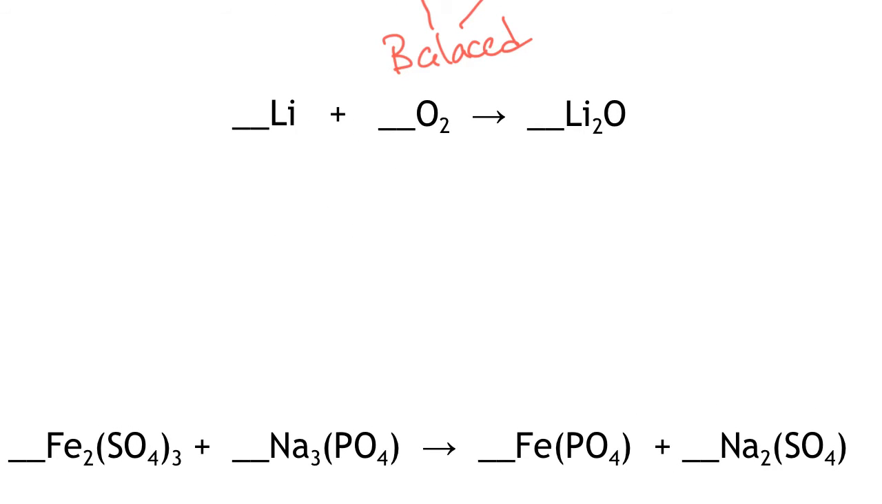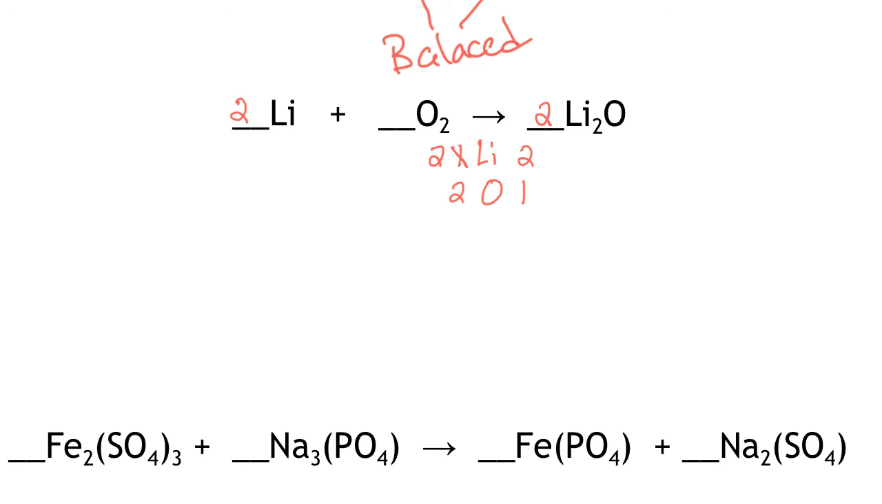Again, I'm going to do the tally method, so I'm going to write down the elements. I've got lithium, and I have oxygen. I'm going to do my counts. On the reactant side, I've got 1 lithium, 2 oxygen. On the product side, I've got 2 lithium and 1 oxygen. So I'm going to start with lithium. I've got 2 on the product side, so I need to make sure I've got 2 on the reactant side. By putting a coefficient of 2 in front of the lithium, I now have 2 lithium. Now I'm going to drop down to my oxygen. I've got 2 on the reactant side and only 1 on the product side. The only way I'm going to get 2 oxygen is by putting a 2 in front of the lithium oxide.